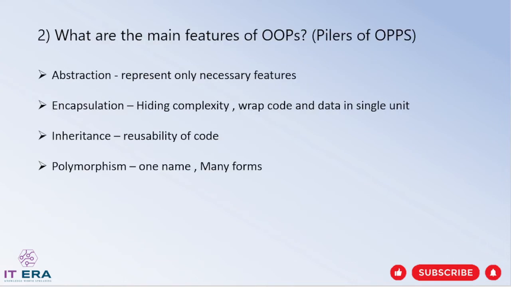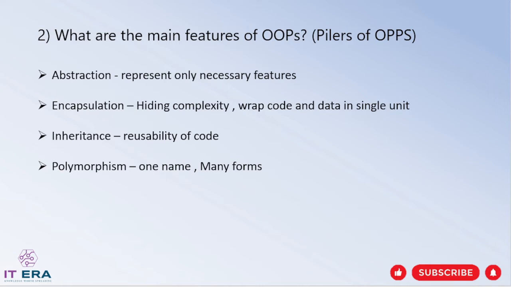So our next question can be, what are the main features of OOPS or pillars of OOPS? Now, to answer this question, you can say there are four major features of object oriented programming, which are also called its pillars. First one is abstraction. Abstraction is a process of presenting only necessary features of an entity. Next feature can be encapsulation. It is a process of hiding the complexity of a program. Also, it binds data and code into a single unit, that is object.